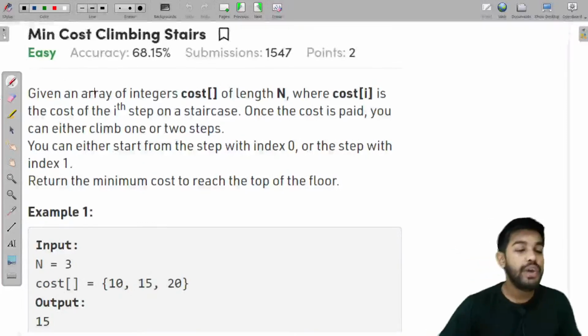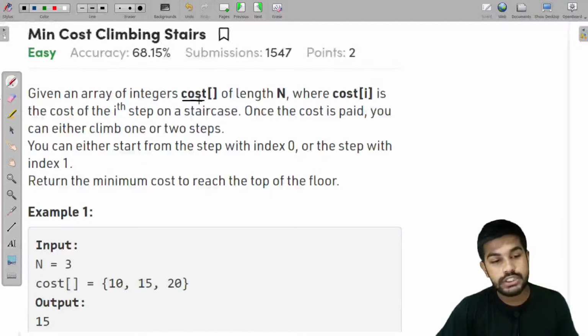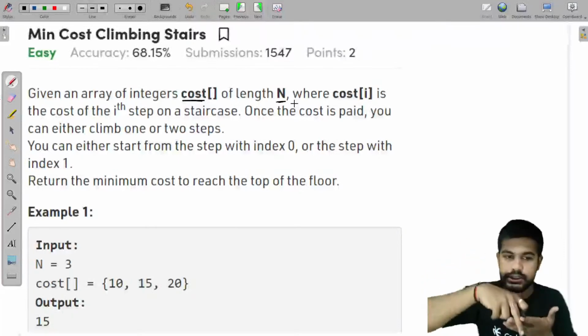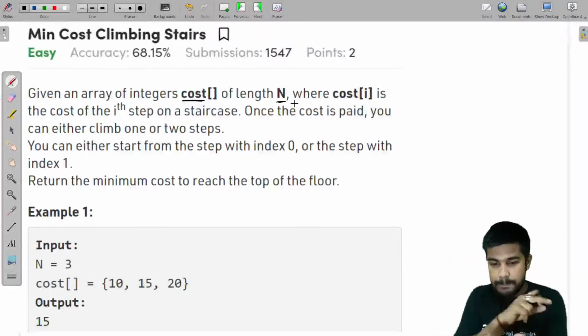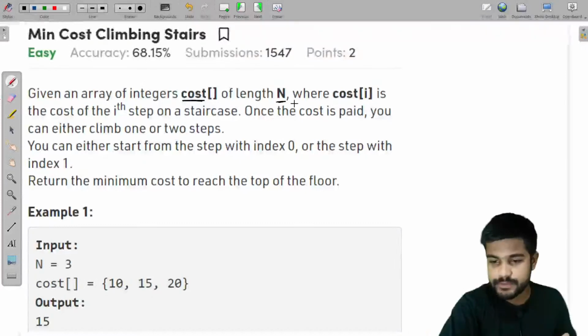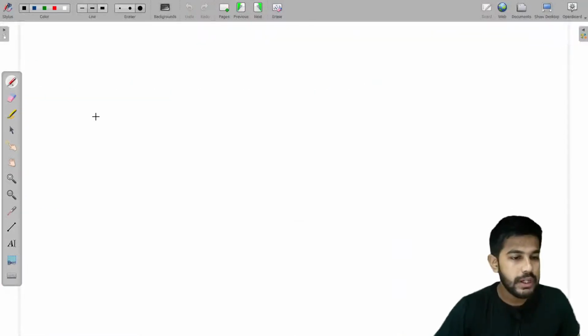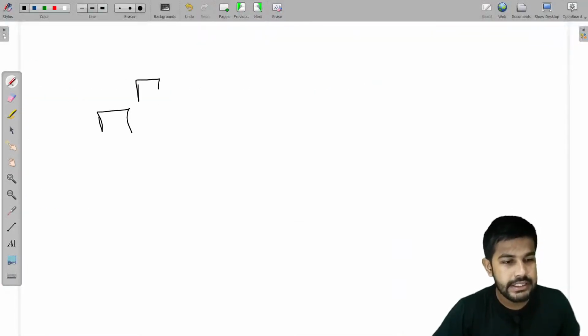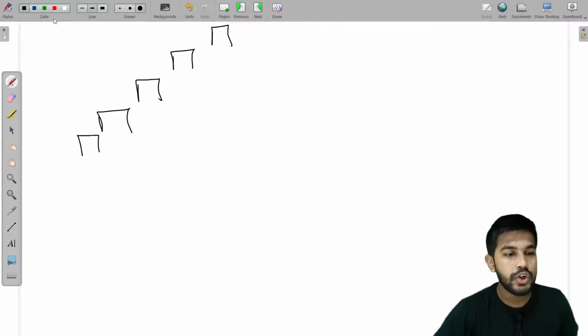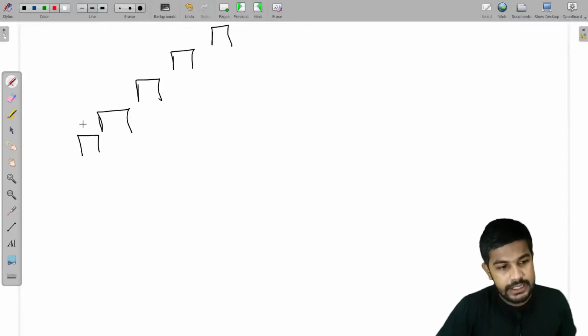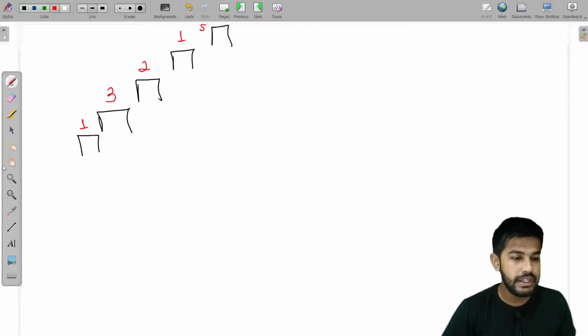So we are given an array of cost of length n, where cost[i] is the cost of climbing a particular step. Suppose we are given the prices of each step. Suppose this is a stair, this is a stair, this is a stair, this is a stair, and this is a stair. Good to go. Now suppose I have marked 1, 3, 2, 1, 5.